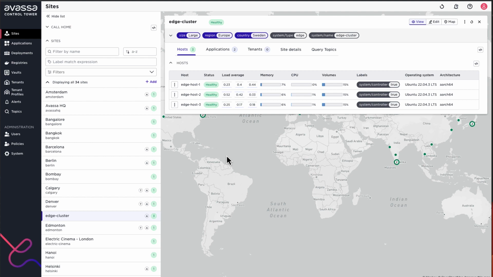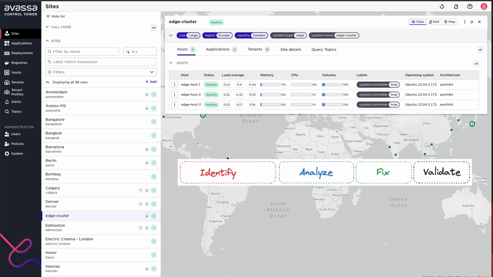Talking about operations and monitoring, it's important to understand that there are 4 very important steps in being able to observe your edge infrastructure and applications. Firstly, you need to identify if there is a fault and where. Secondly, tools to analyze. Thirdly, tools to fix. And fourth, you need to be able to understand if the problem is fixed or not. I'll try to use those 4 contexts when illustrating the features in this demo.